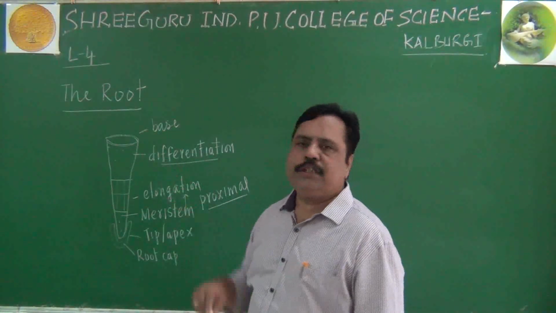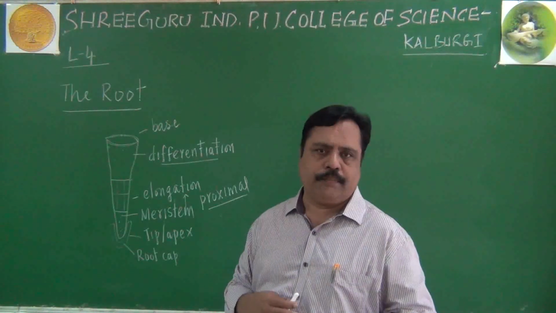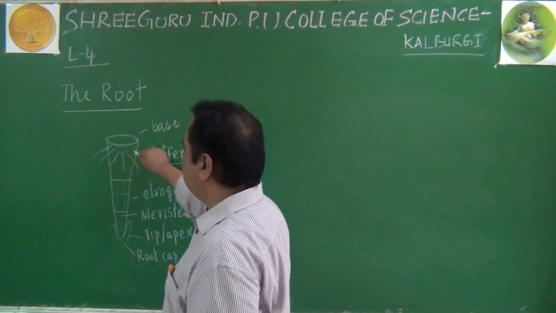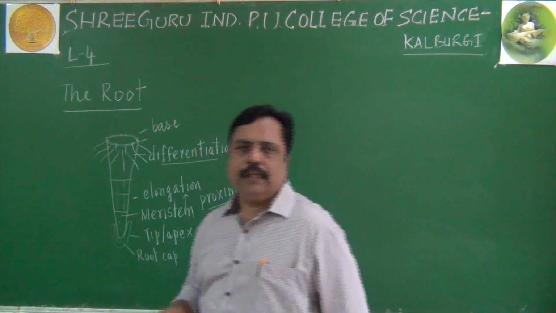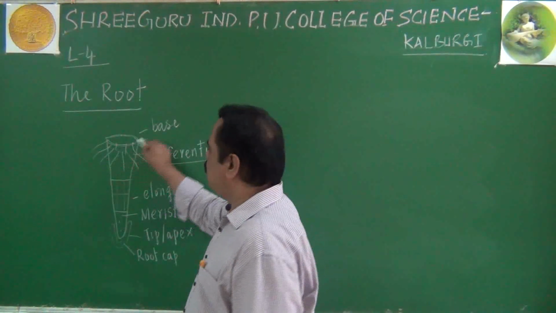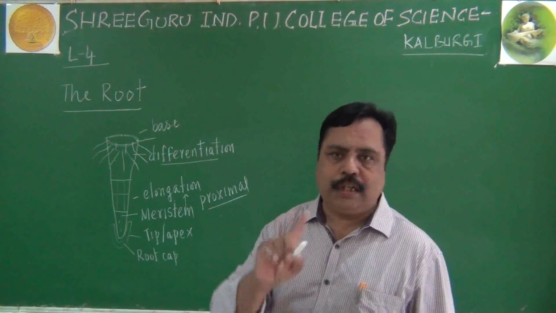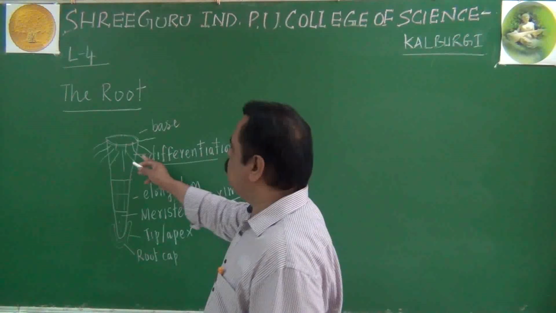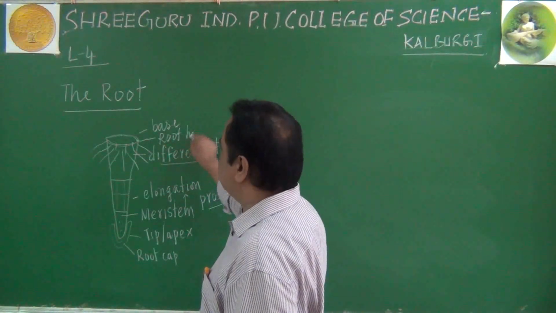So what is the third region of a typical root? It is called region of cell differentiation. In this region of cell differentiation, we can come across many unicellular projections. Remember that word, unicellular. These many unicellular projections arise from the region of differentiation, not from elongation, not from meristem. Those unicellular structures are called root hair, we can say.